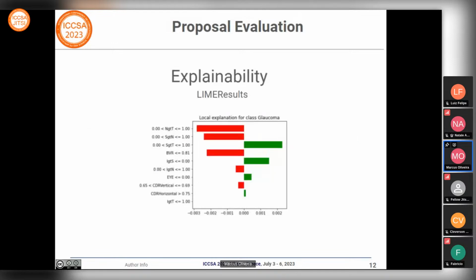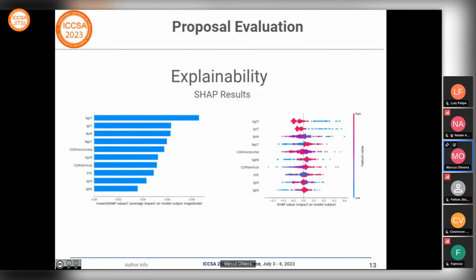Besides, we performed the SHAP and the LIME algorithms on the results to know which attributes were most important to classification performance. What are the SHAP and the LIME algorithms? These kinds of algorithms are used to explain the feature importance of machine learning models. So after running it, the LIME algorithm shows the main features used by the classifier for glaucoma classification.